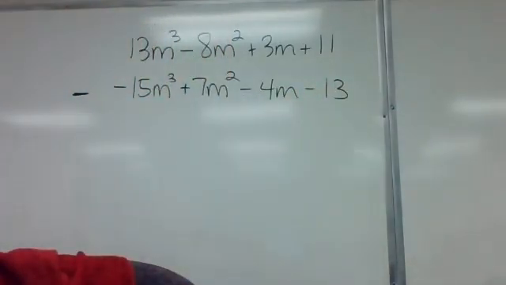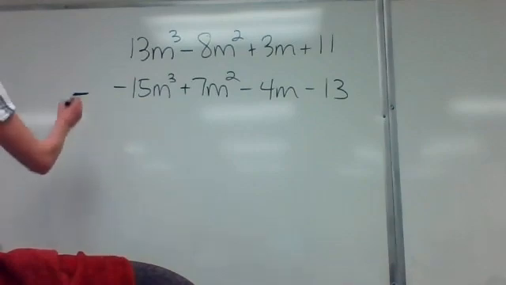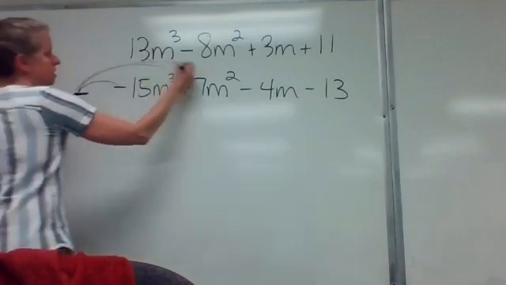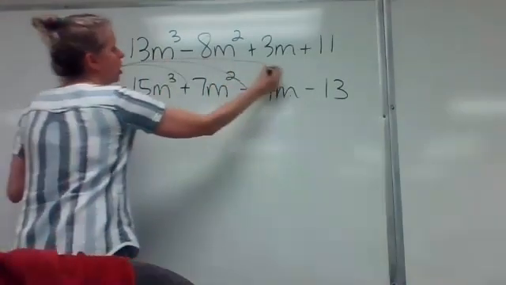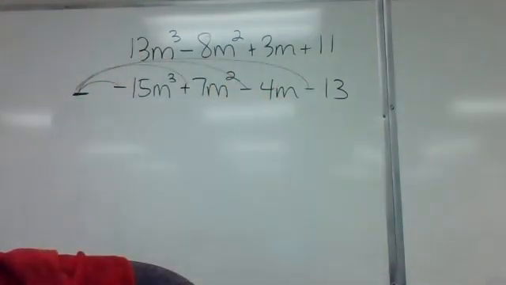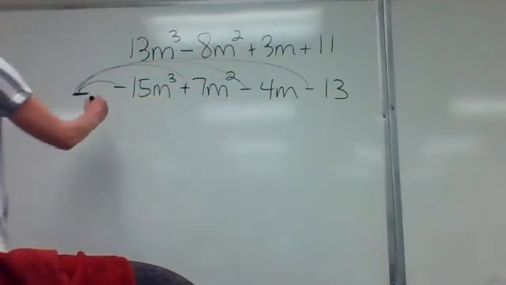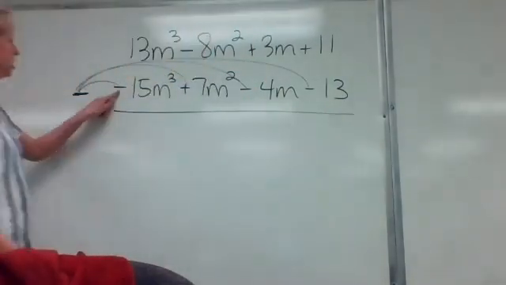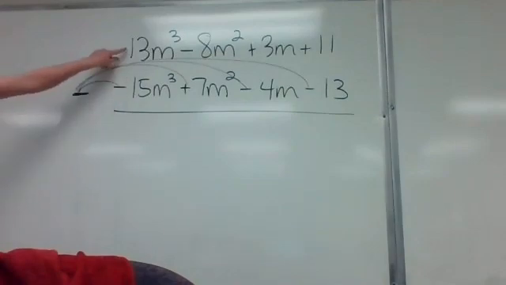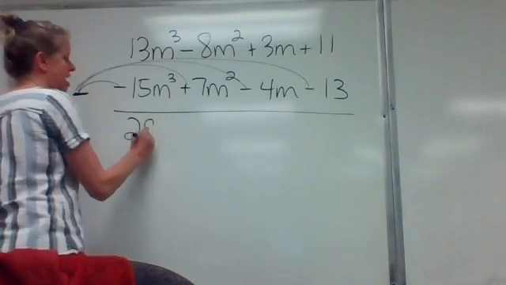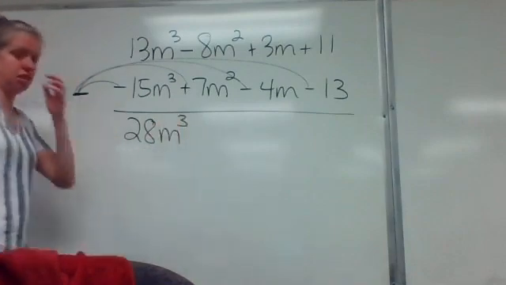So again, it wants you to subtract the whole bottom thing. So you need to think about this minus changing all of those signs. That's what a minus does. It changes signs. So let's see what that gives us. It turns this one into a plus. So you've got 13 plus 15, which gives you 28m to the third.